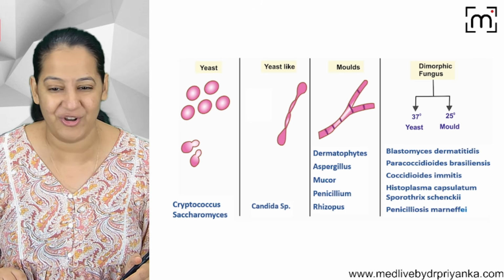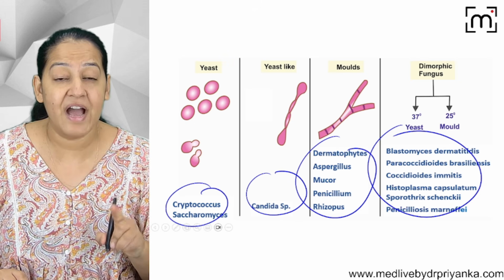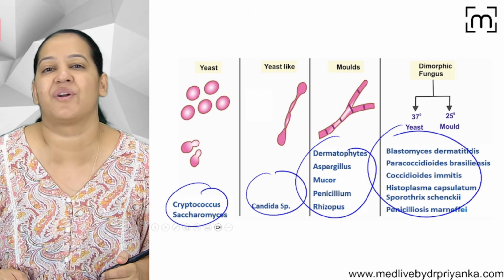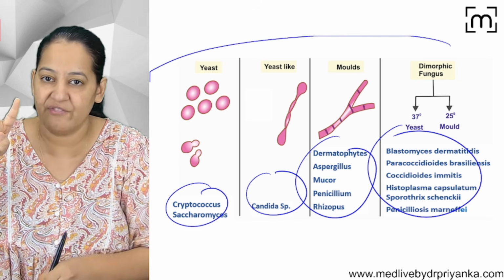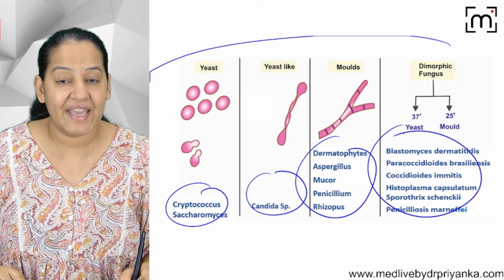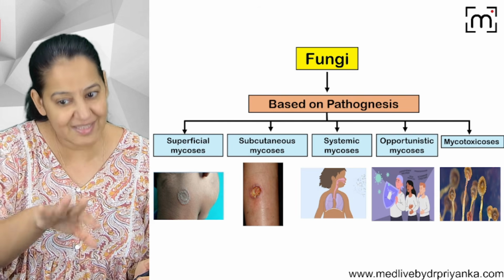Okay, that is known as morphological classification. I guess everyone knows the examples under each category. But I am interested in the second classification of the fungus. There are two types of classification in the fungus. The first is the morphological classification, which is this one. And second is pathological classification, which is in front of you. So see this classification also.